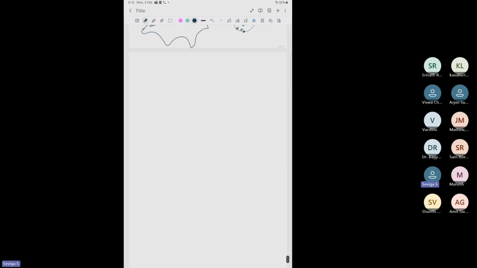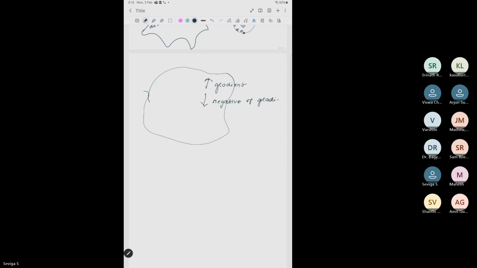So there are two parts in the same line. This is the blanket. The downward direction is called the direction of maximum descent. The upward direction is called the direction of maximum ascent. The direction of maximum ascent is called the gradient. The direction of maximum descent is called the negative of the gradient, or simply, the negative gradient.